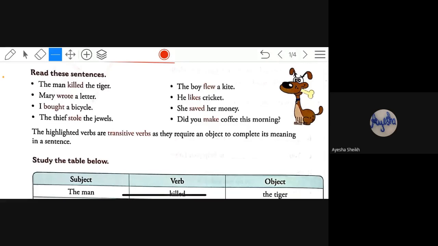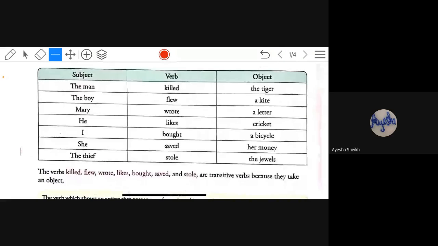See, the man killed what? The tiger. The boy flew what? A kite. See the last one. The thief stole what? The jewels. So all these are transitive verbs. Any doubt in this table, then you can ask me right now. All these are transitive verbs because objects are given. He likes what? Cricket. She saved what? Her money.